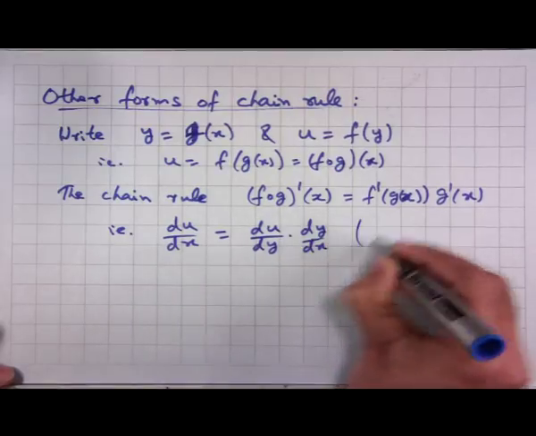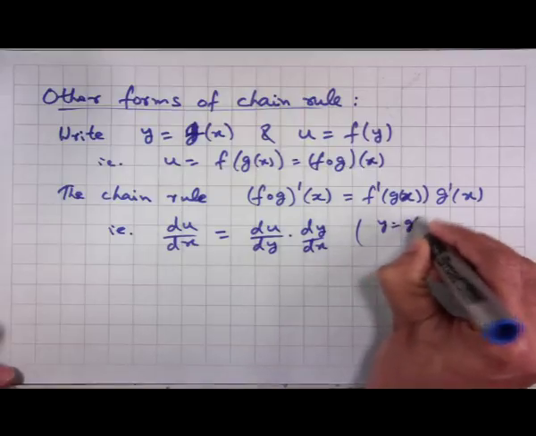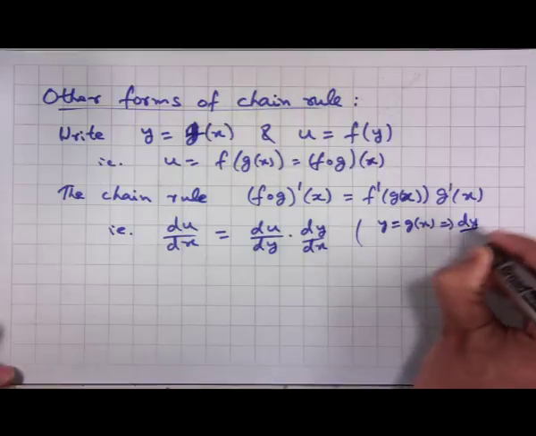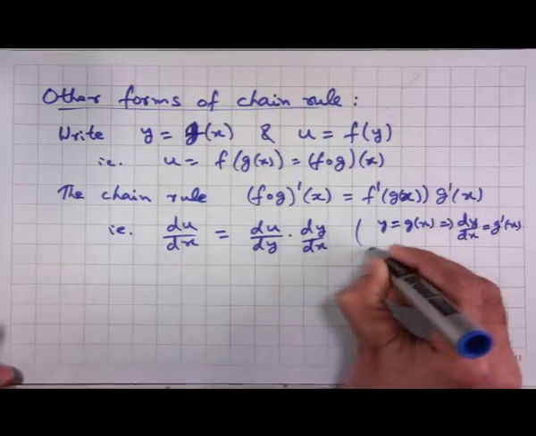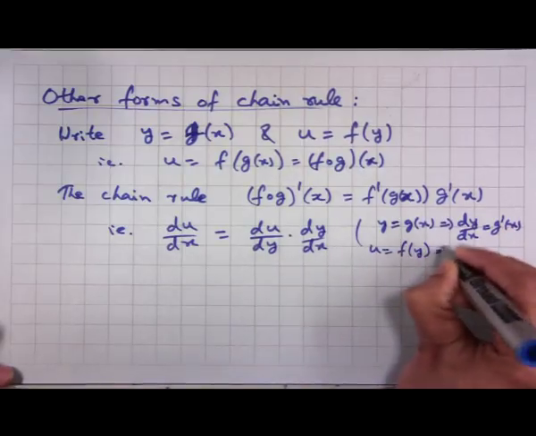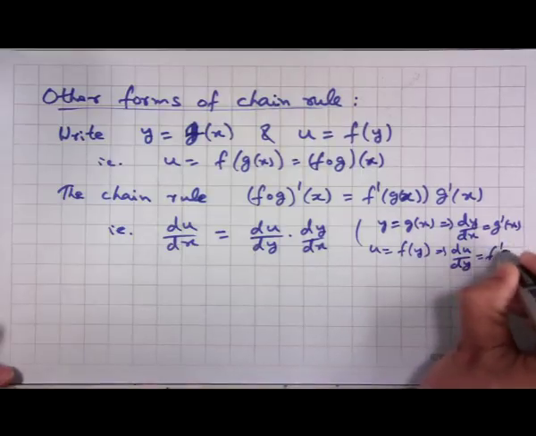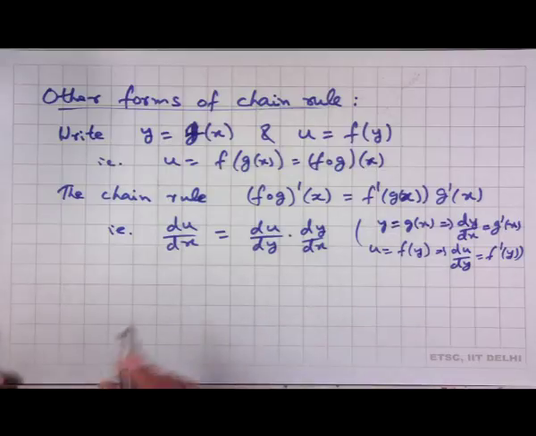Right. We have y equal to g of x. This implies that dy by dx is g prime of x, and u is f of y. So du by dy is nothing but f prime at y, which is the same as f prime of g of x.